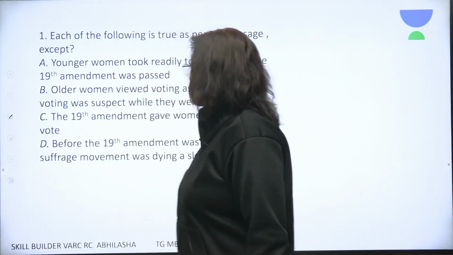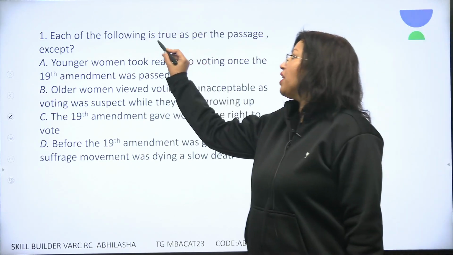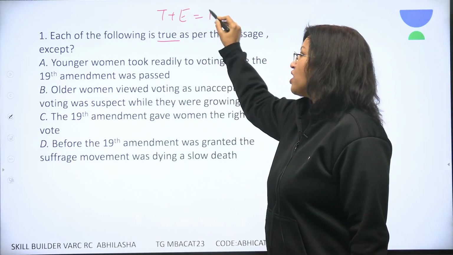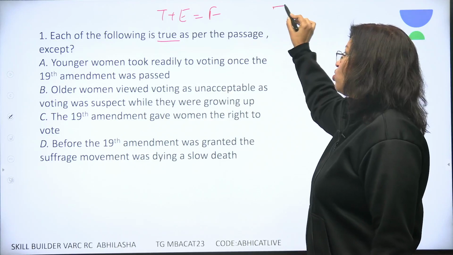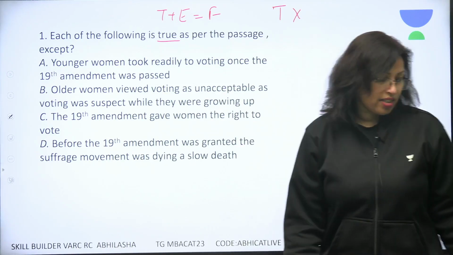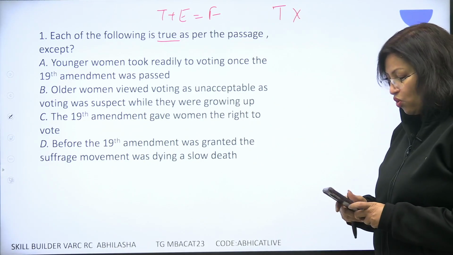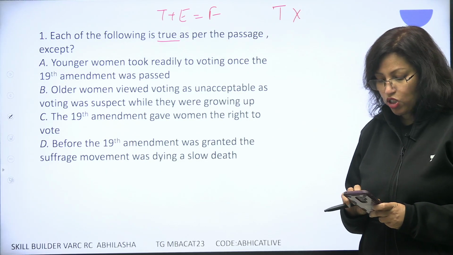Let's go to the question. The question is: each of the following is true as per the passage except. Remember, when it says true plus except, you are looking for the answer that's false. But the way ahead will be to spot the truths, eliminate them, and whatever remains will be your answer. So let's take a look. Younger women took readily to voting once the 19th Amendment was passed.